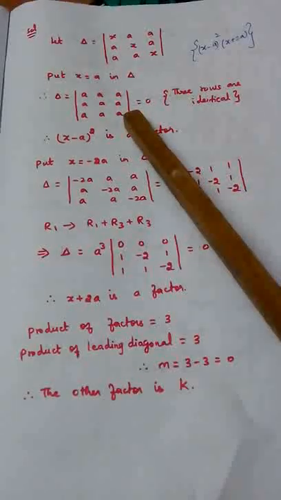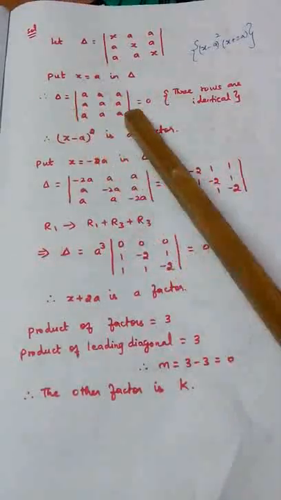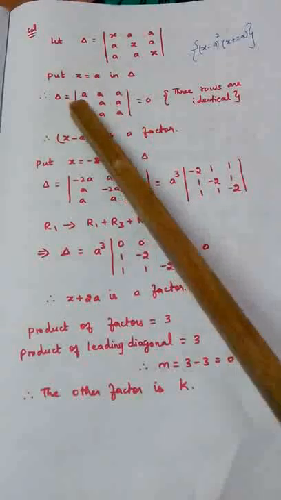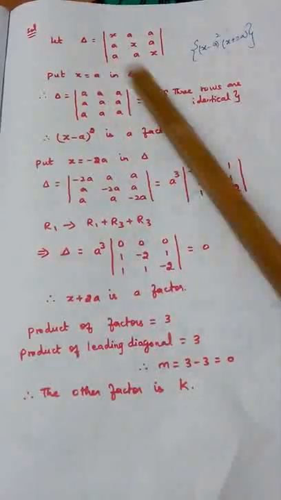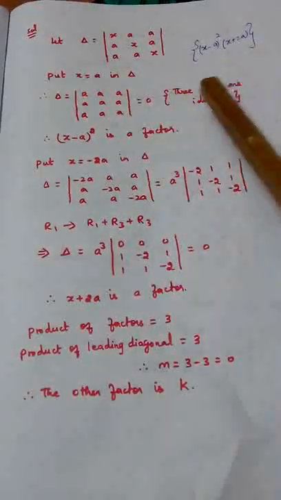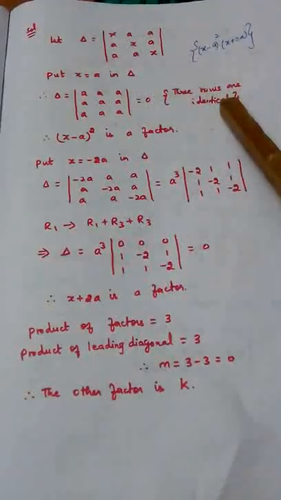In place of x, put a. So all the 3 rows are equal. We know if the 2 rows are equal, the value is 0. So here also the value of the determinant will be 0 because all the rows are equal. But here all the 3 rows are identical.